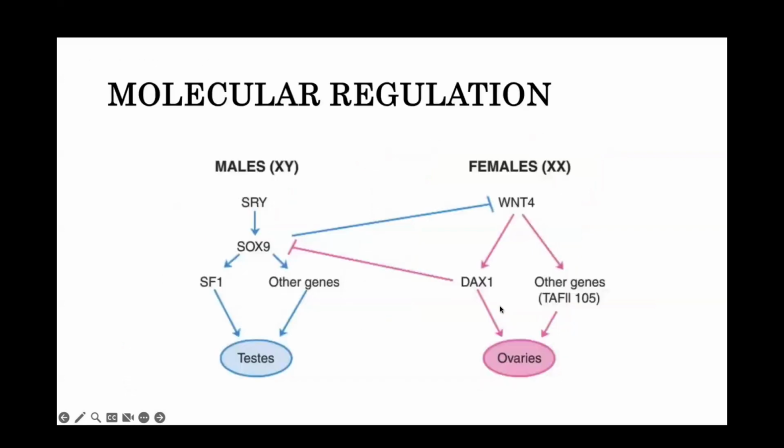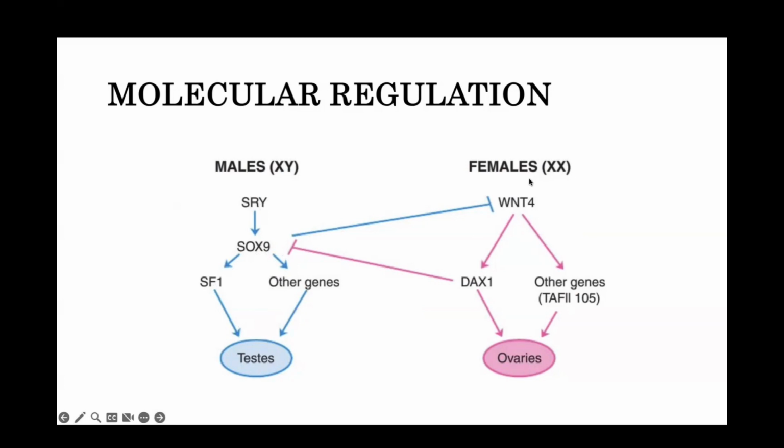Coming to molecular regulation, we've already discussed how the presence of the Y chromosome results in the presence of the SRY gene and how that will upregulate the SOX9 gene to then secrete steroidogenic factors and other genes that will then result in differentiation of the Wolffian duct and the testes. At the same time, this SOX9 gene is going to downregulate WNT4.